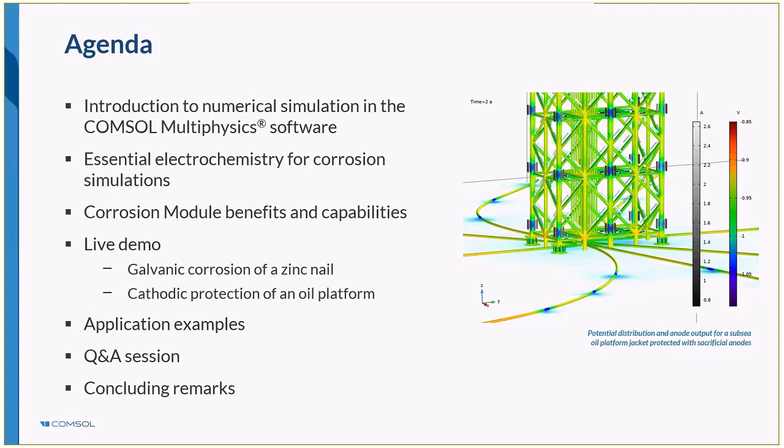in the simulation of corrosion processes. In the second half of this presentation, I'll give a brief demonstration of the software and the workflow and how you go about developing corrosion simulations, and how we can simulate the galvanic corrosion of a zinc nail. Finally, I'm going to highlight some of the available application examples describing the different types of corrosion processes we can simulate within COMSOL. And then, of course, if you have any questions about these, we can answer them at the end.